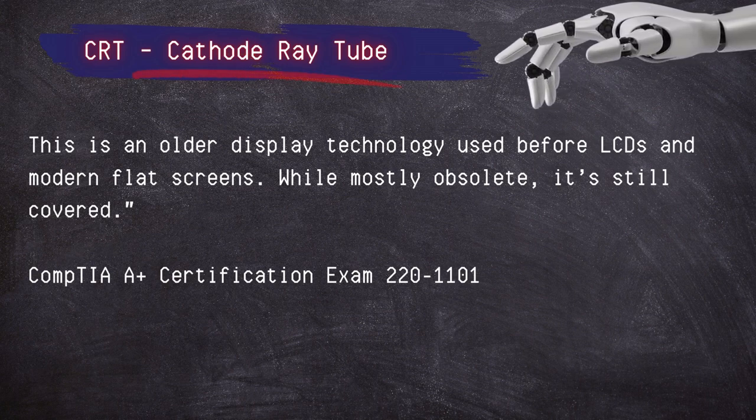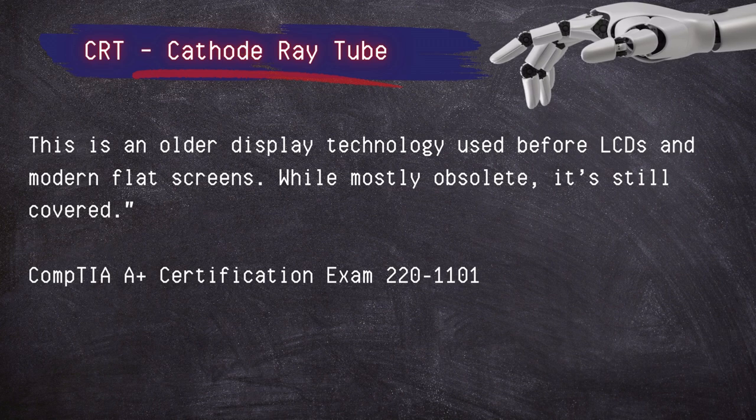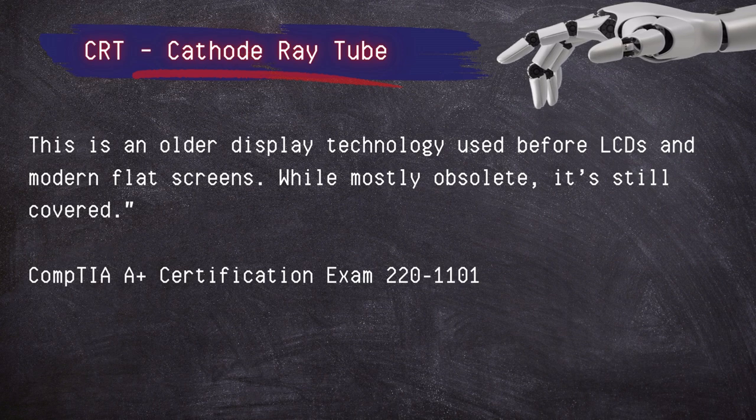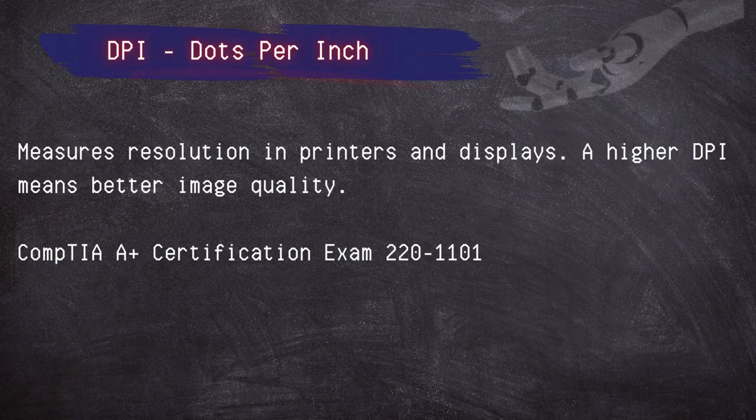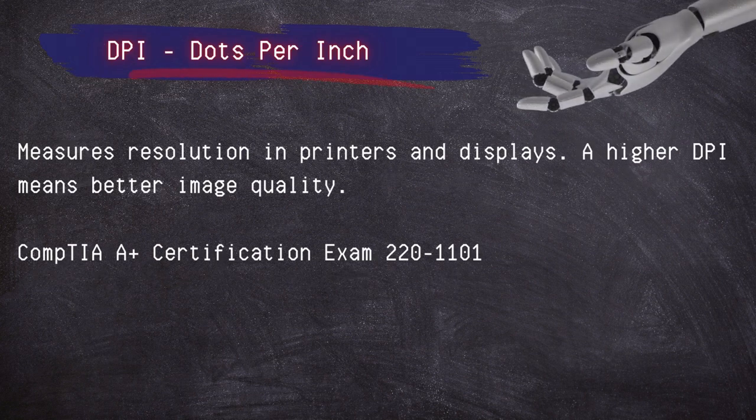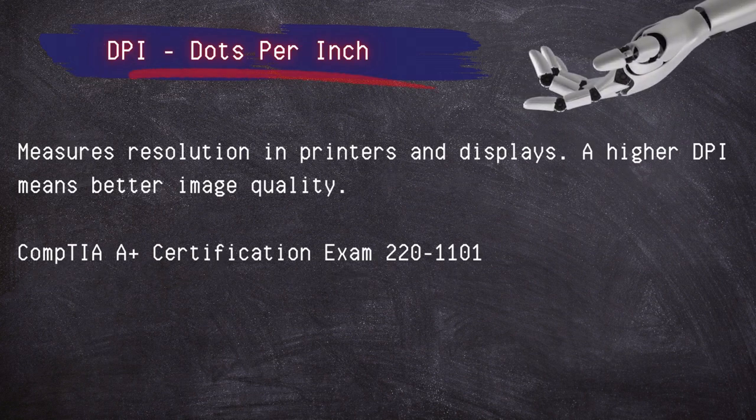First up, CRT. Cathode ray tube. Now, it's an older display technology used before LCDs and modern flat screens. While mostly obsolete, it's still covered. DPI stands for dots per inch, which measures resolution in printers and displays. A higher DPI means better image quality.